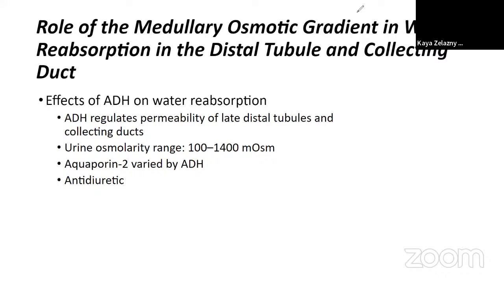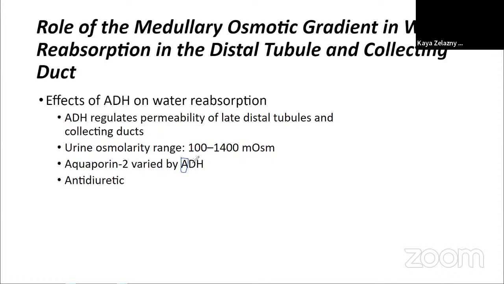So ADH we call anti-diuretic hormone. That's what it stands for, right? Anti-diuretic, and then hormone. Right, so a diuretic is something that makes you pee a lot, right? So high volume of urine. ADH is anti-diuretic, so it's going to lower the volume of urine. And the reason it's doing that is you're reabsorbing the water.